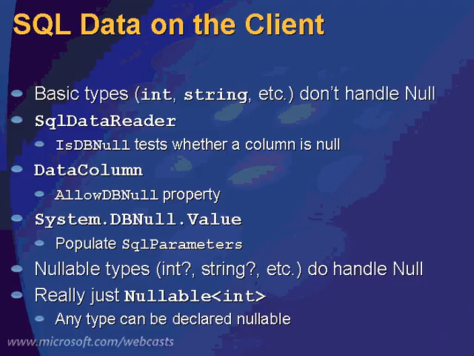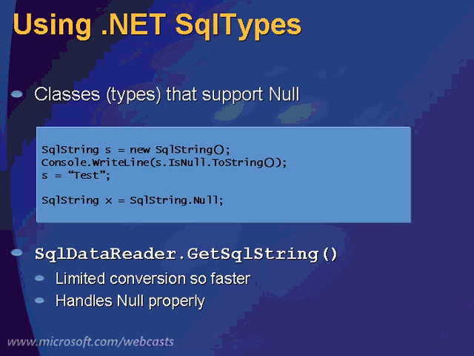Now in ASP.NET or in .NET 2.0, they added nullable data types. That's int question mark, string question mark, to handle null. And those do handle nulls. However, I'll show you an example in just a second of something we need to be aware of when we use those. The other option is to use the .NET SQL types, and these are just classes that are specifically designed to be as similar to SQL data types as possible.